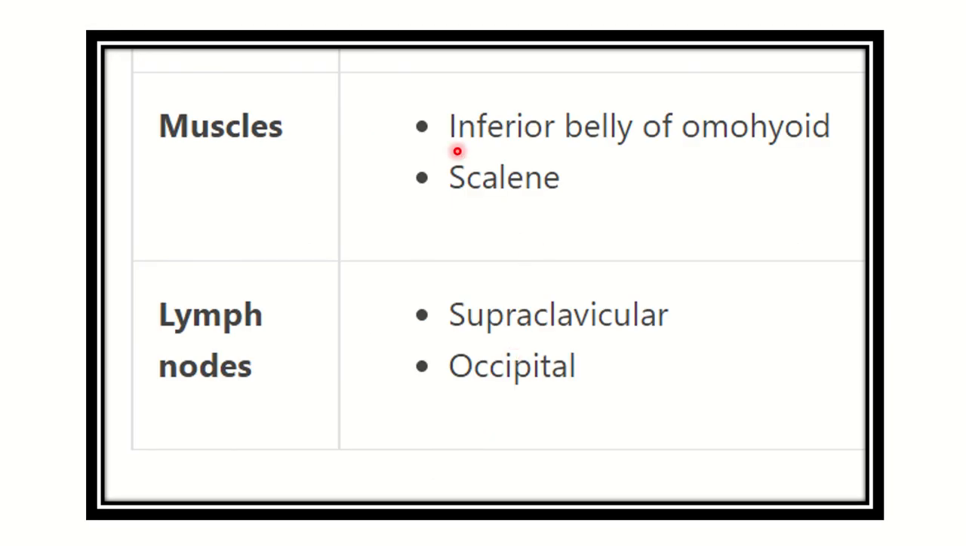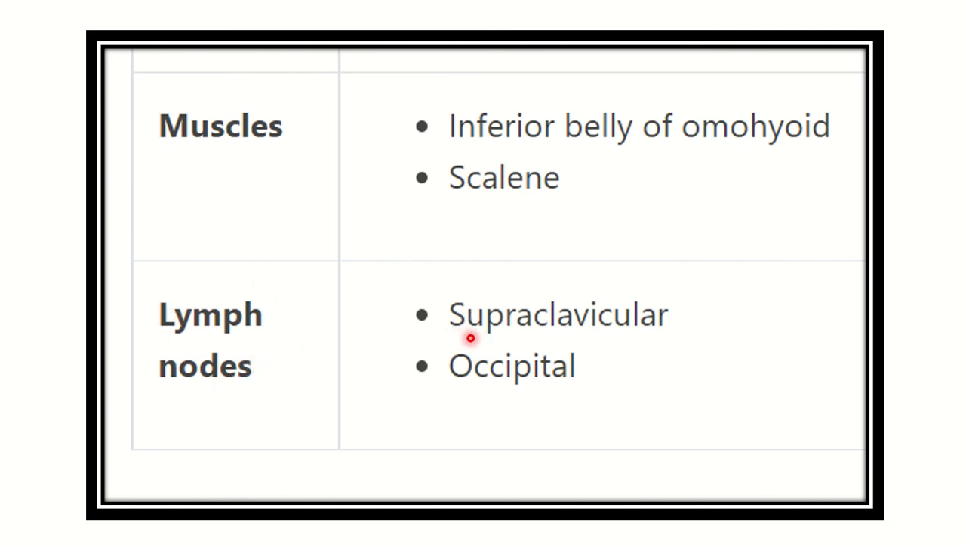And muscles, it is the inferior belly of the omohyoid, and we know that the inferior belly of the omohyoid divides the posterior triangle of the neck into the occipital triangle and subclavian triangle. The occipital triangle is the larger triangle, and the subclavian triangle is the smaller triangle. And we can see some lymph nodes here.